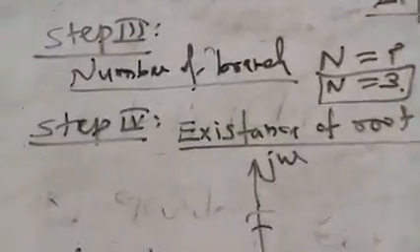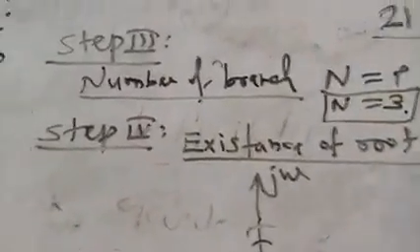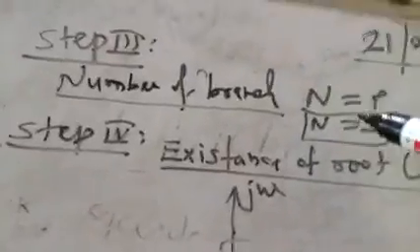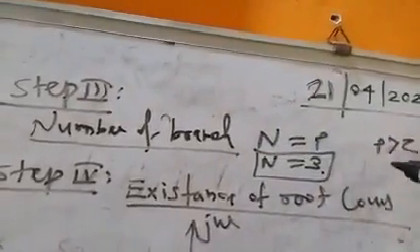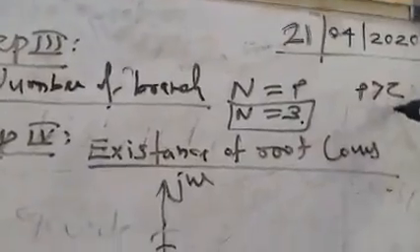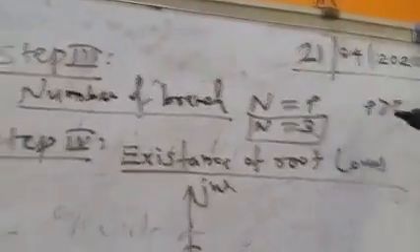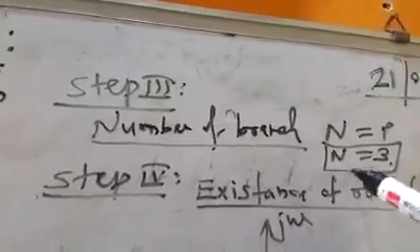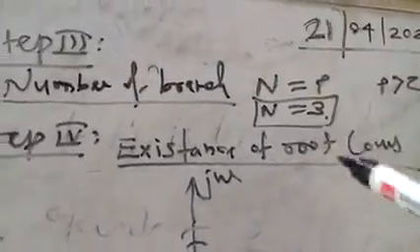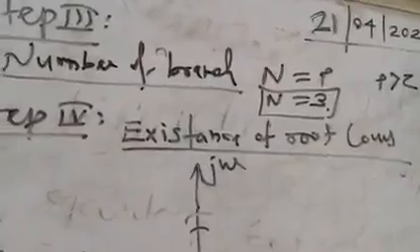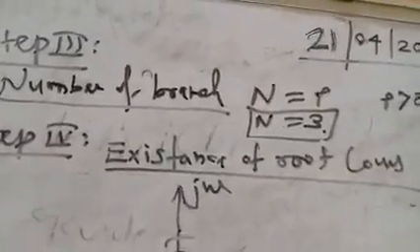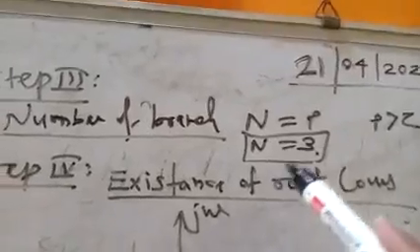Next, step 3. Step 3 is the number of branches. Here consider the number of branches equal to P, because your number of poles is greater than the number of zeros. So the number of branches is 3. So after the completion of this question, it is possible to see that the number of branches is equal to 3.